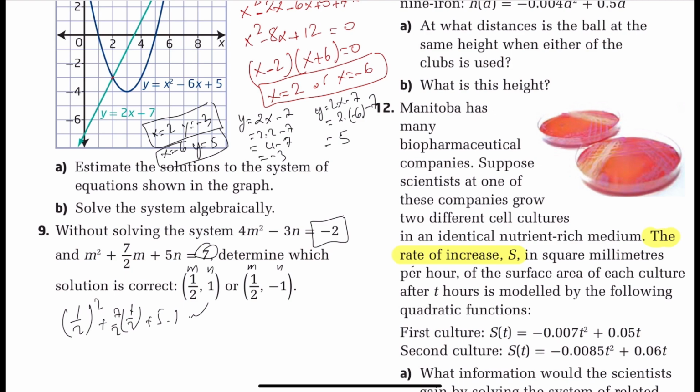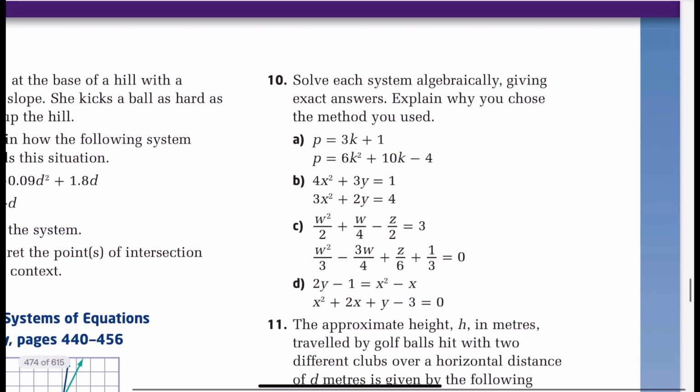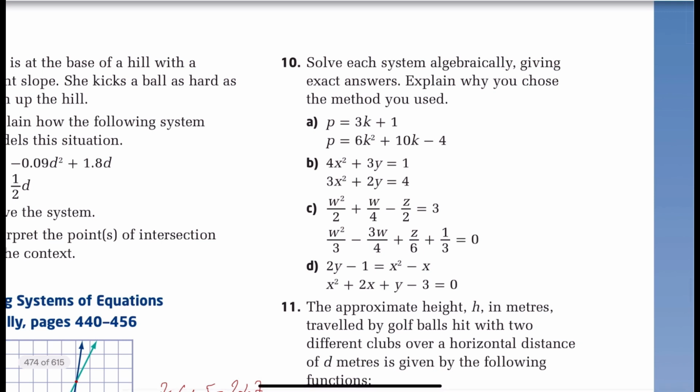So question number 10 is asking us to solve each system algebraically, giving exact answers. Explain why you chose that answer. Okay. For this question, perfect. The first thing you should always do when you have a question like this is look at whether they have the same power or not. If they have the same power, try to cancel one by one. Put one in a way that will cancel the other one.